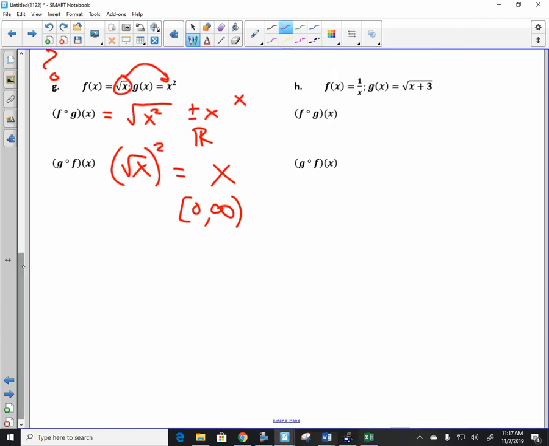This one's pretty easy. F composed of g. I take this and I plug it in for f. I get 1 over the root of x plus 3. If I want to find that domain, I say x plus 3 must be greater than or equal to 0, or x greater than or equal to negative 3. But I have to remember I can't divide by 0, and what would give you 0? Negative 3. So instead of using a bracket, use a parenthesis, negative 3 to infinity. That's that domain.